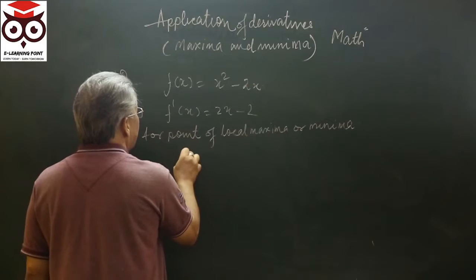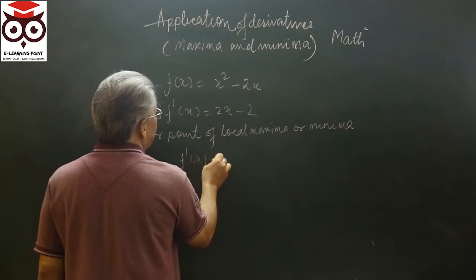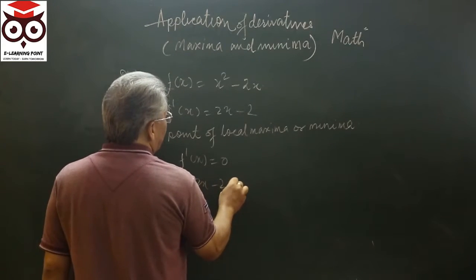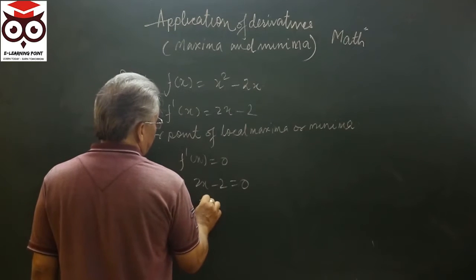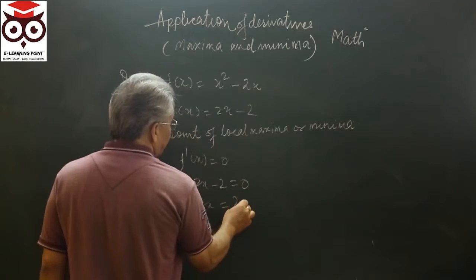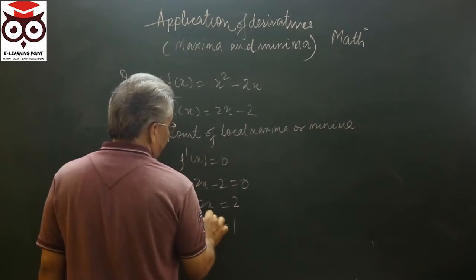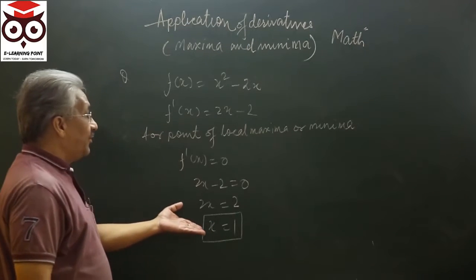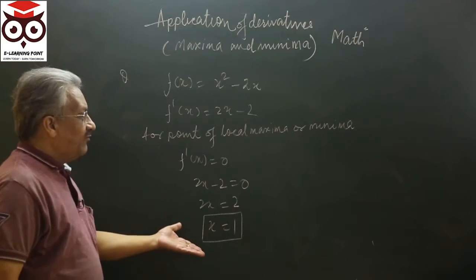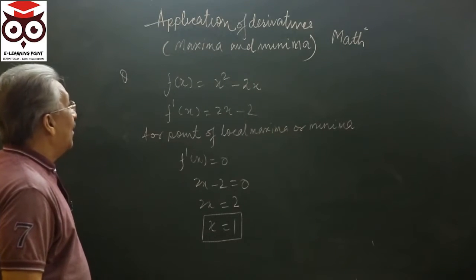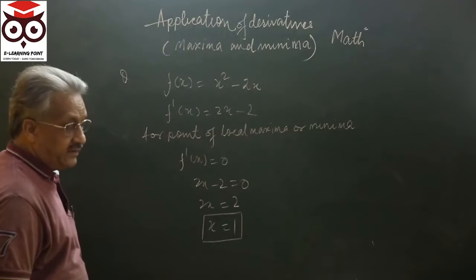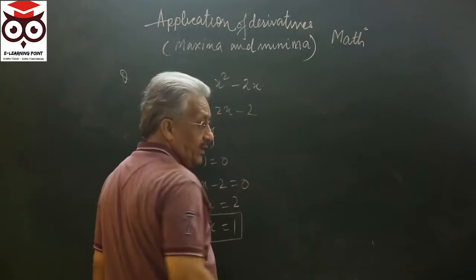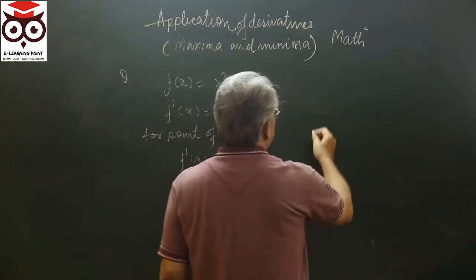I can say f dash x is 0, it means the slope is 0. So I can say 2x minus 2 is 0. So this can be written as 2x equals 2. So this can be written as x is equal to 1. So this is our point. This is called the point of either maxima or minima, right? So I have found a point here. Now I am testing whether it is maxima or minima.